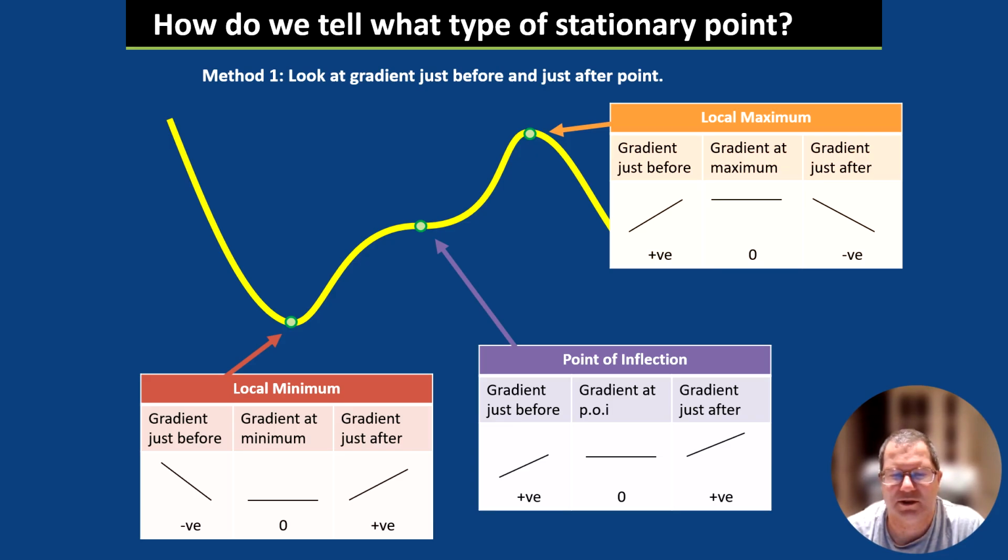Bearing in mind that this diagram is not completely accurate in terms of telling you exactly what to do, the thing we need to notice is that for the minimum and the maximum, the gradient is changing from negative to positive or positive to negative either side of the point. Whereas for the point of inflection, the gradient is still positive after you've travelled through it. It was positive before, it's positive after. Or if it was going in the other direction, it could be negative before and negative after. But the fact is the sign has not changed. It's still positive either side of that point.